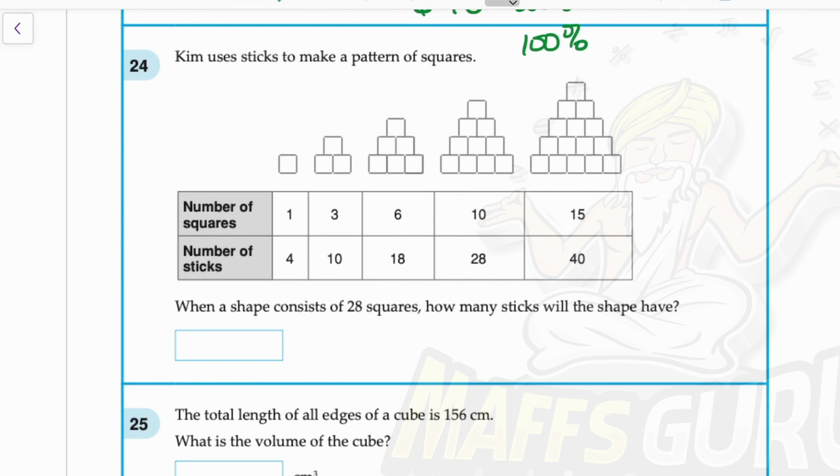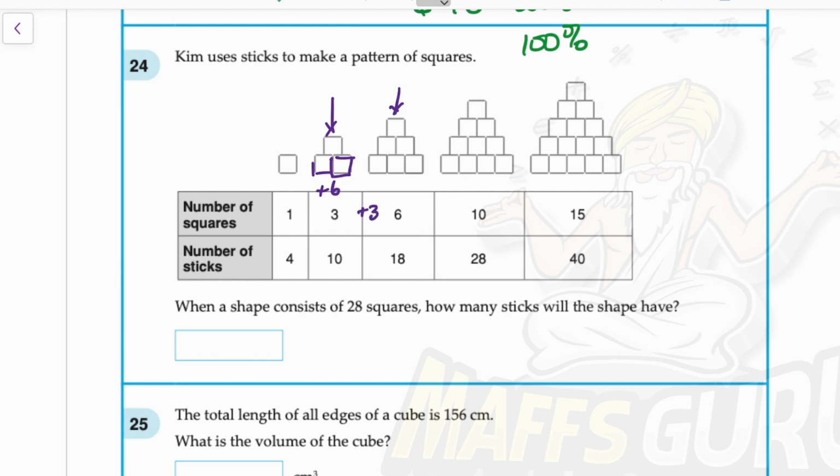Kim uses sticks to make a pattern of squares. When a shape consists of 28 squares, how many sticks will the shape have? Okay, so we're looking for a pattern. So what I'm going to do here is look at my pattern. So we've got 1 square, 4 sticks. When we've got 3 squares, as we do here, then we've got 10 sticks. So you've got the original 4, and we're adding on, what is it? 1, 2, 3, 4, 5, and 6. So we've added on 6. Here we've gone from this square, so we've added on 3.